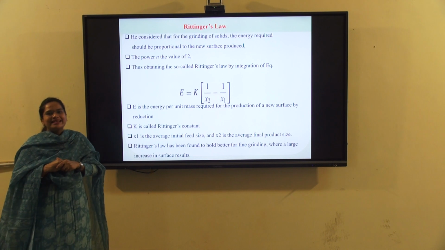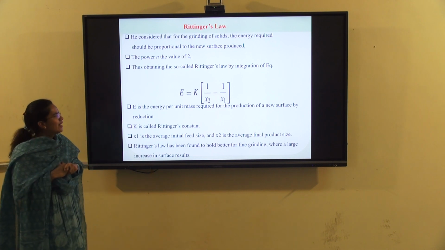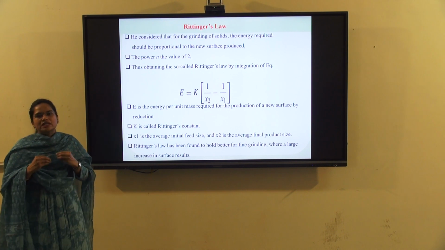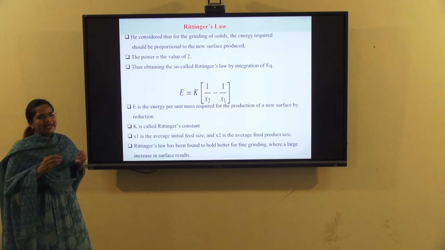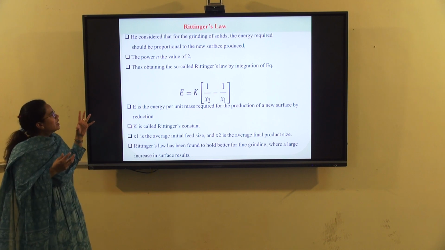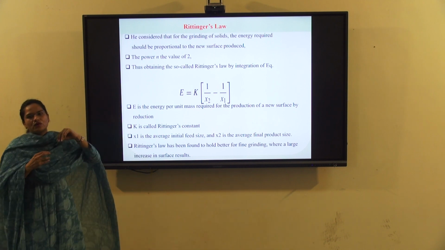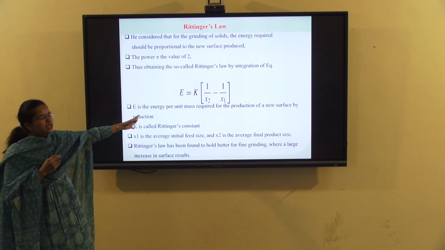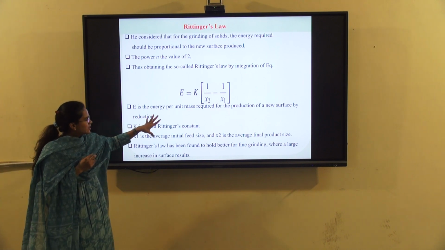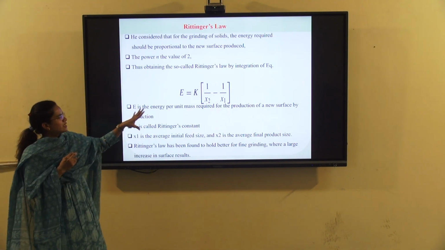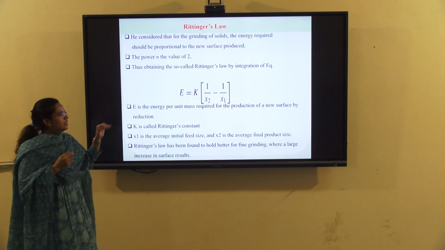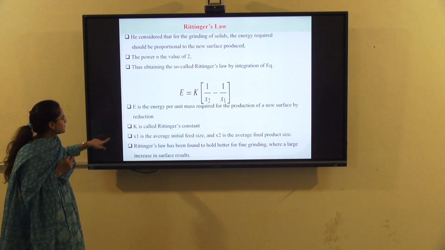Rittinger's law is defined for the energy requirement in the case of fine grinding, where the energy requirement is directly proportional to the new surface area of the product. Here is the equation showing the energy requirement, as discussed earlier. x2 and x1 are the dimension of the size reduced after grinding and the initial size of the product.